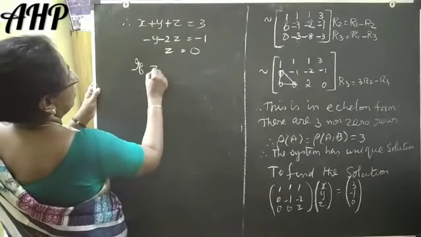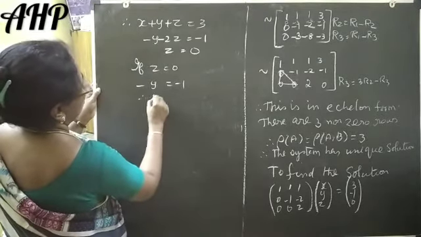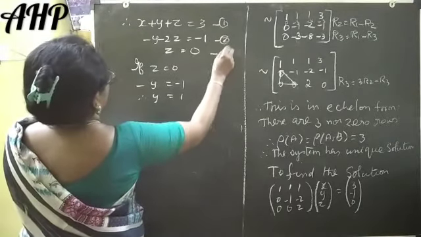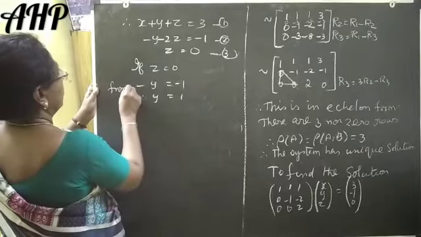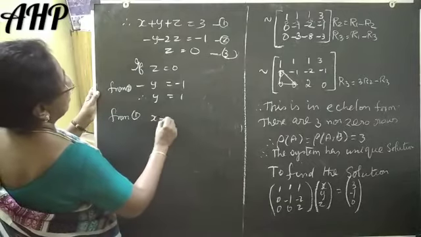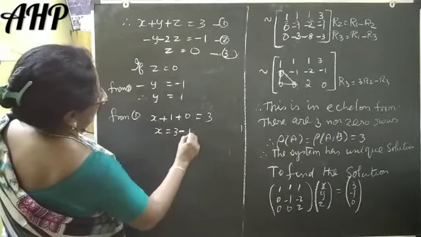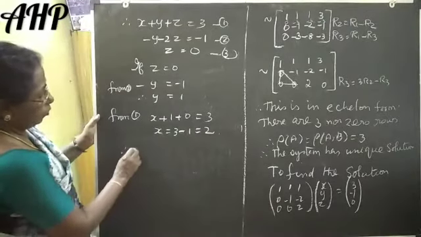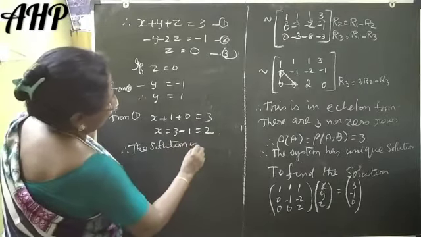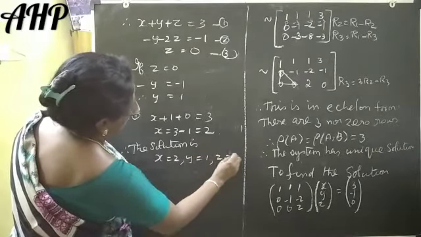So if z is equal to 0, minus y is equal to minus 1, therefore y is equal to 1. This is your first equation, this is your second equation, this is the third equation. This is from 2. Now from 1, x plus 1 plus 0 is equal to 3. So x is equal to 3 minus 1, this is equal to 2. Therefore, the solution is x is equal to 2, y is equal to 1 and z is equal to 0.